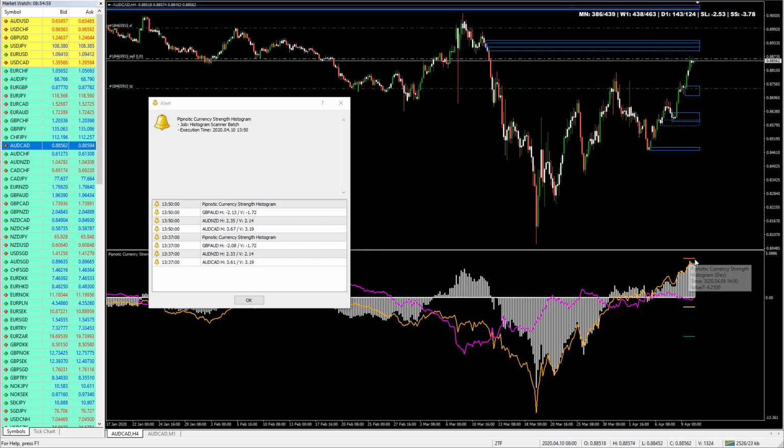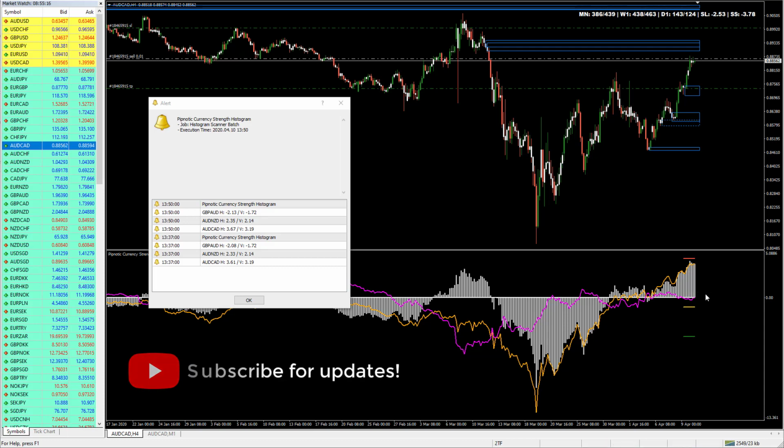It got into the trade, and now notice that the histogram is beginning to move away. Now there's a gap between the histogram and the red line, so that's telling us that the strength of the Australian dollar is weakening slightly in relation to the Canadian dollar, okay, because now we're not moving through this line, now we're actually moving away from it.